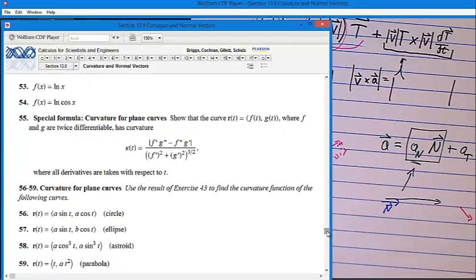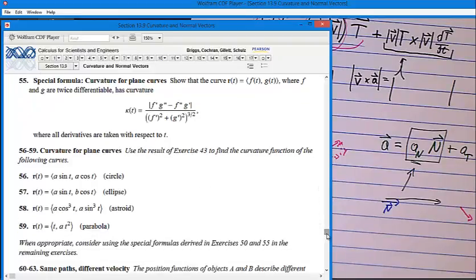Special formula, curvature for plane curves. Show that the curve given by f of t, g of t, has this as its curvature, where all derivatives are taken with respect to t. And then we're going to use this formula to find the curvature of some different curves.